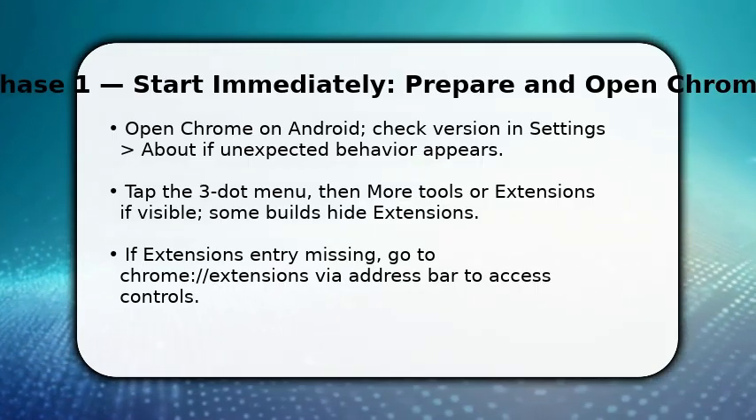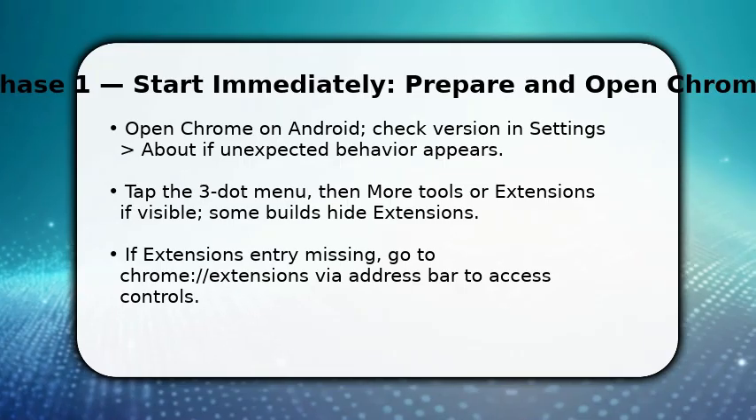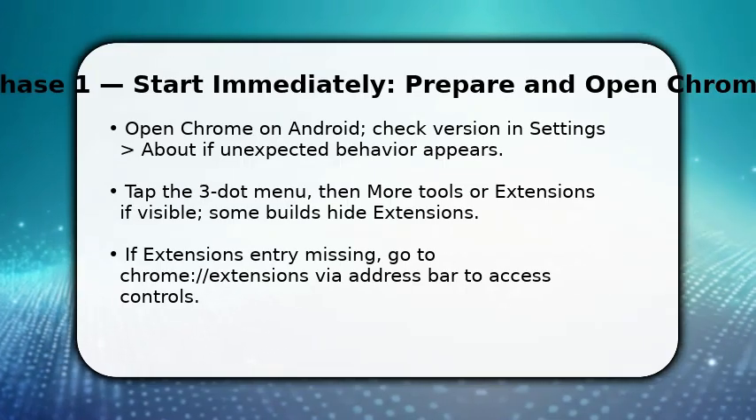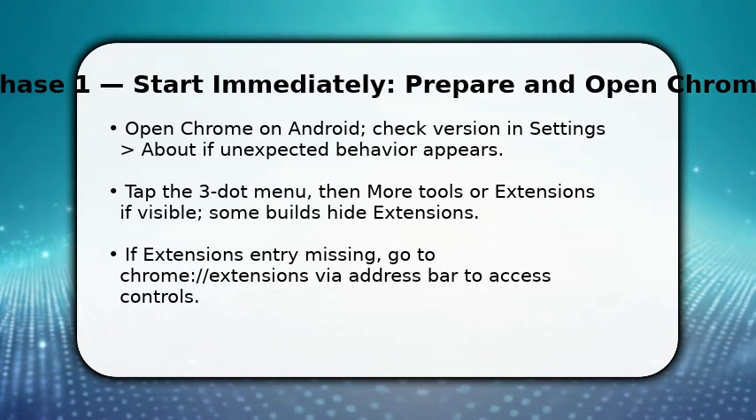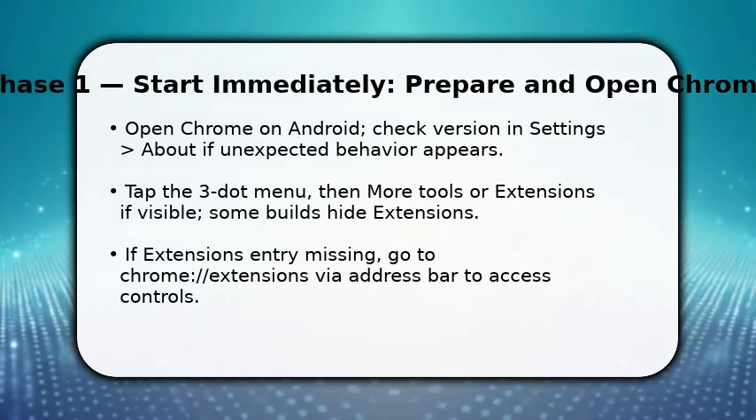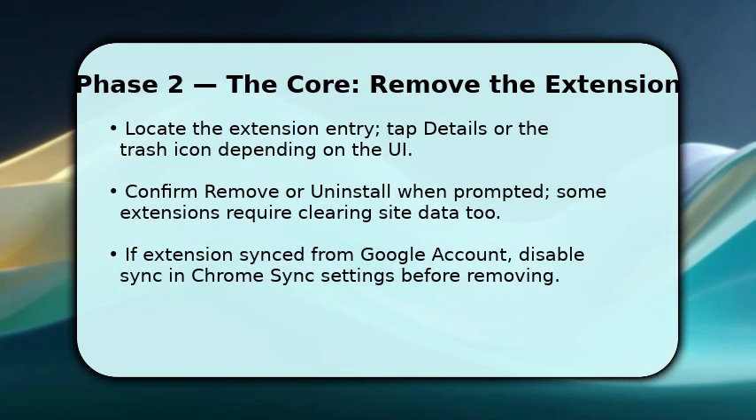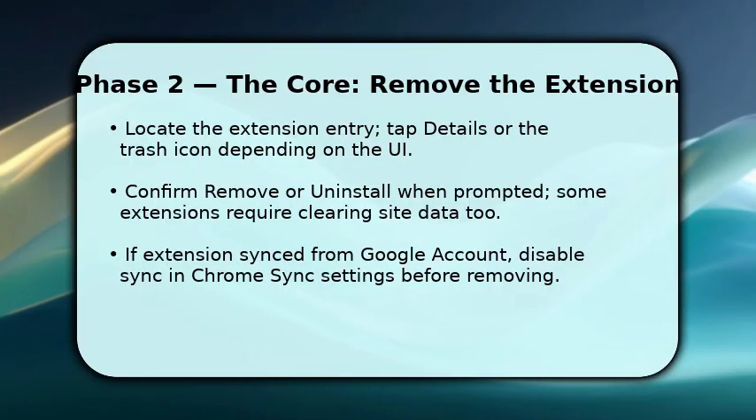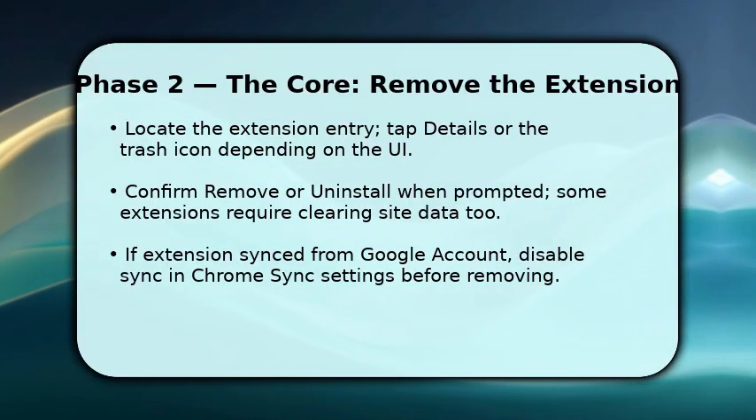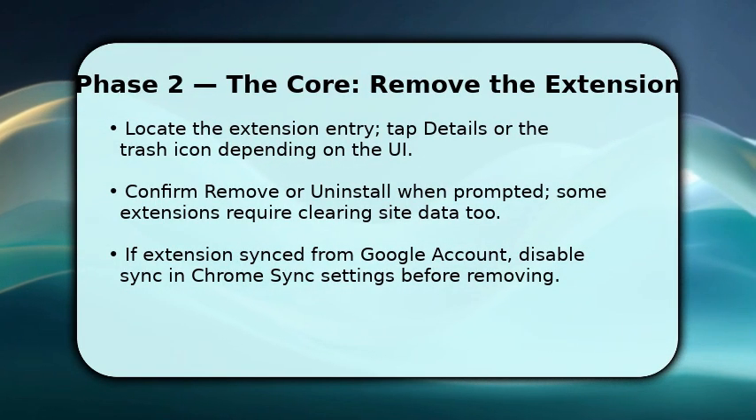Make sure to note the extension name. You'll need it in the next steps so you don't accidentally remove the wrong item. Now execute the removal. You locate the extension and tap Details, then look for Remove or Uninstall, tap that and confirm. If you see a trash icon, use it. If the extension stores site data, choose to clear data when offered so leftover files don't persist.